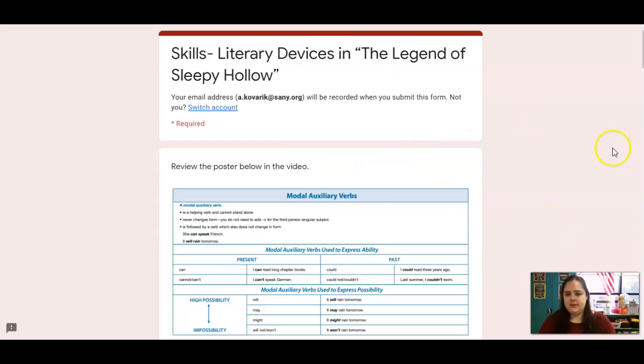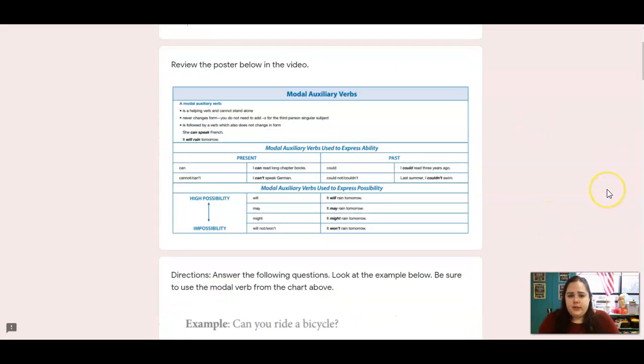Okay, let's look at skills. So we're going to talk about auxiliary verbs today, and these are helping verbs. They can't stand alone, so they're added onto another verb, and let's see. We have two different forms, present tense and past tense. So for present, we use can or cannot or can't, and then for past, we say could or could not. And then we have these other 4 ones as well.